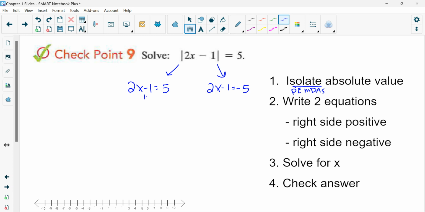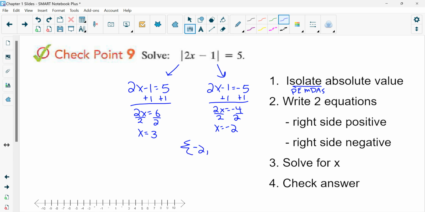So we're adding 1 and then dividing by 2. So we get x equals 3. And then when we divide by 2 here, we get x equals negative 2. So our solution set for this one would be negative 2 and positive 3.